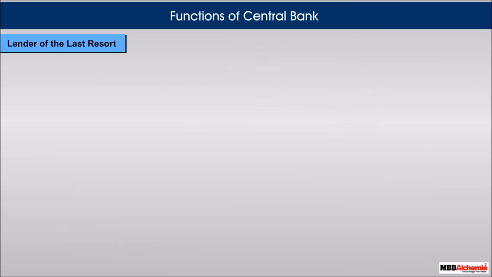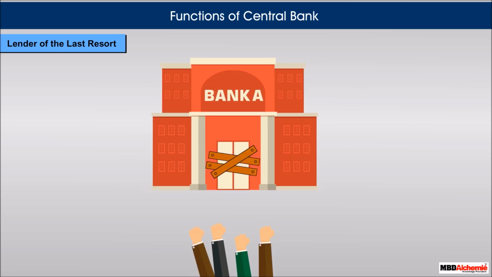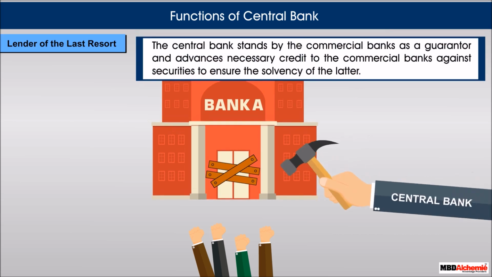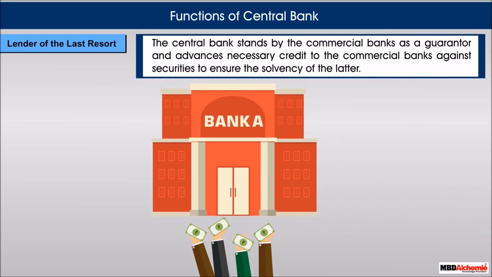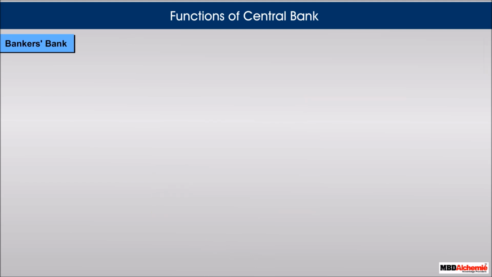Lender of the last resort. During crisis, if commercial banks fail to meet the obligations of their depositors, the central bank plays a crucial role. The central bank stands by the commercial banks as a guarantor and advances necessary credit to the commercial banks against securities to ensure the solvency of the latter. This saves the commercial banks from possible breakdown.